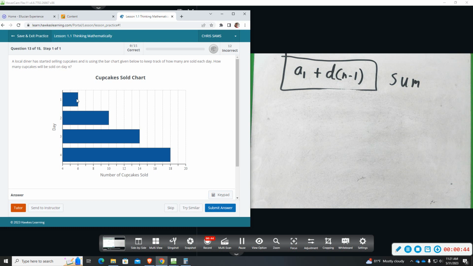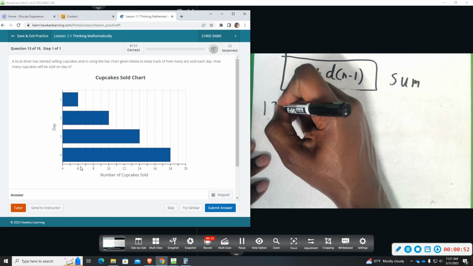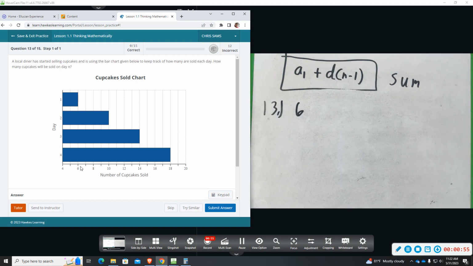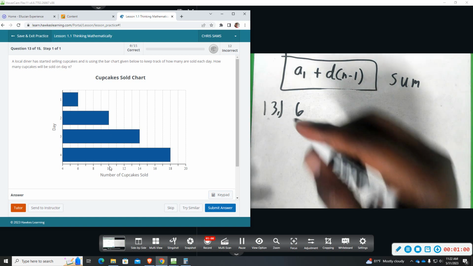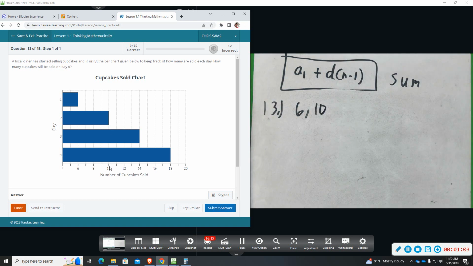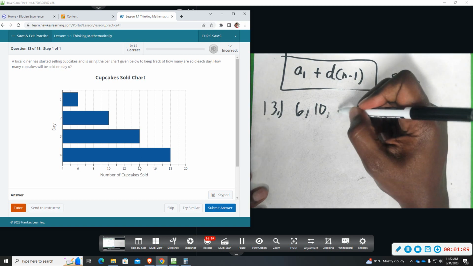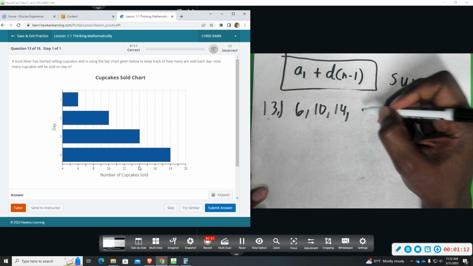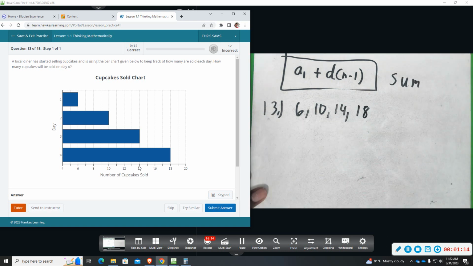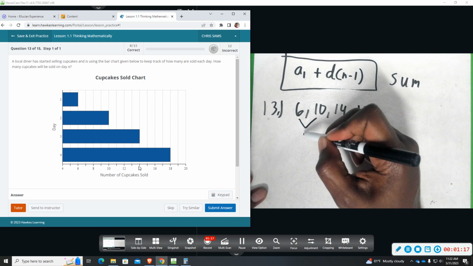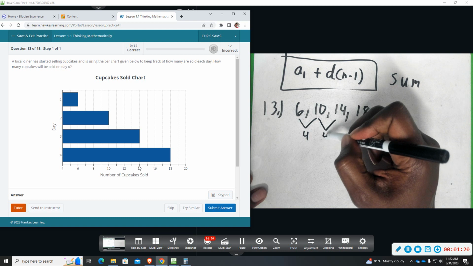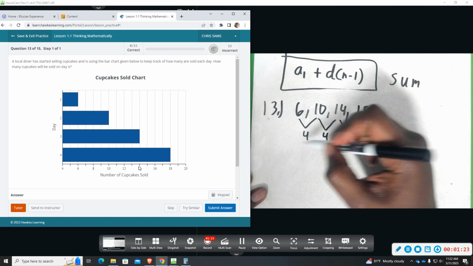So we're going to be using this bar graph to write down the pattern. Day 1 goes out to 6. Okay, so I'm going to write this pattern down. So we got 6. Day 2 goes out to 10. Day 3 goes out to 14. And day 4 goes out to 18. All right, so I need to find the common difference. It's 4 here, 4 here, 4 here, so it's a consistent 4.